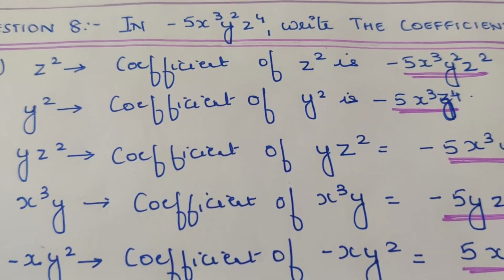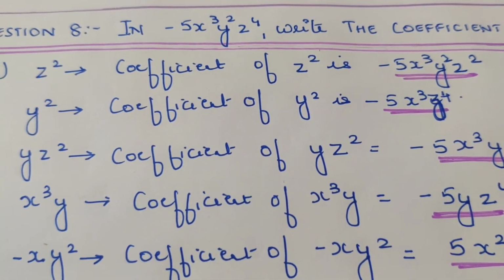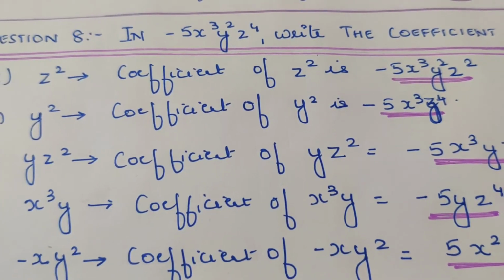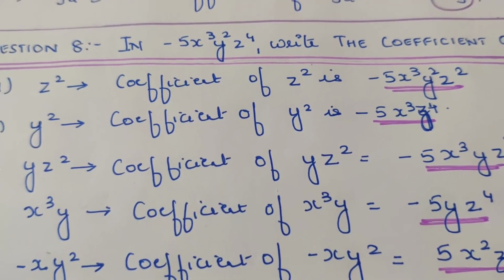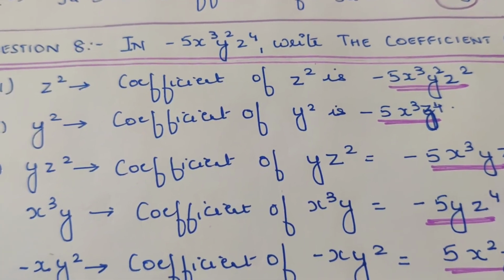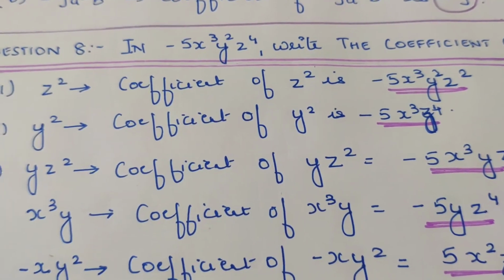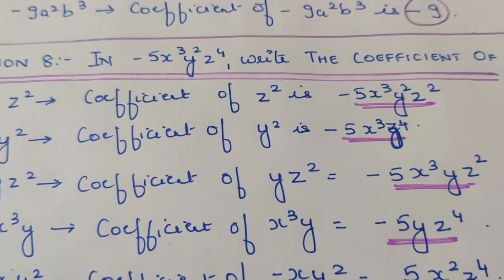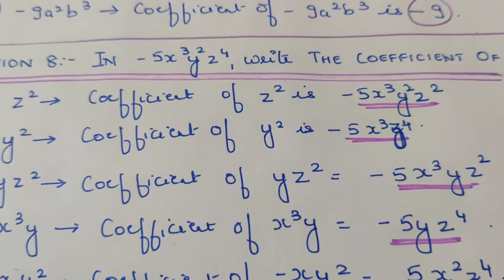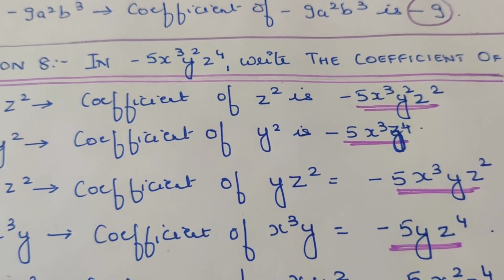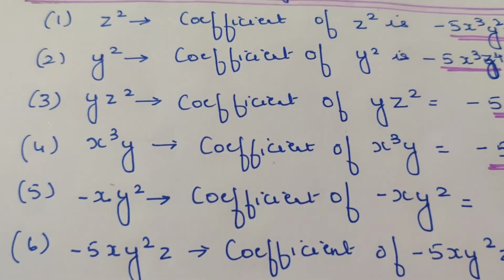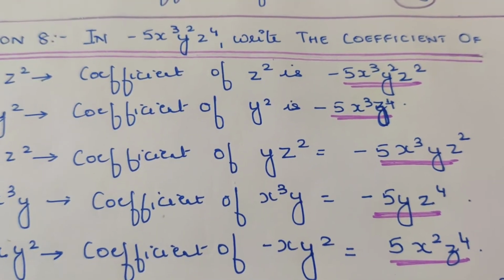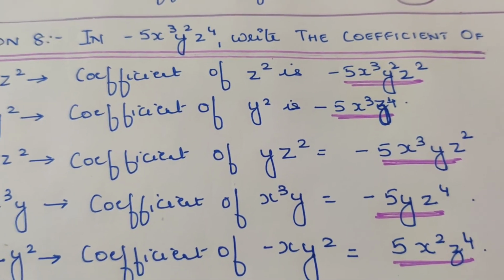x cube y. So coefficient of x cube y in minus 5x cube y square z to the power of 4. You remove x cube completely. So it becomes minus 5 y square. You remove 1y. It becomes minus 5y. And z to the power of 4 you will retain. Therefore it becomes minus 5 y z to the power of 4.